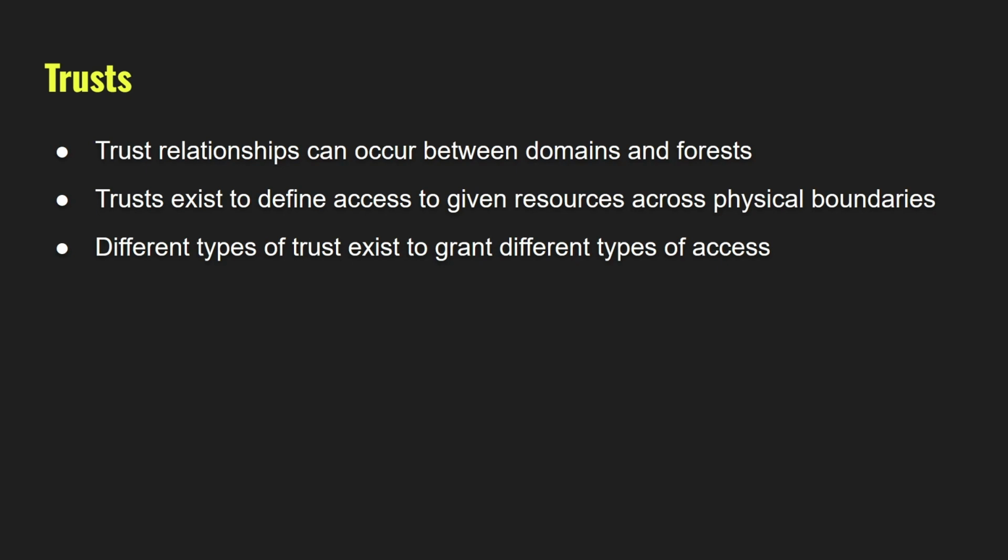Trusts exist to define access to given resources across physical boundaries. Obviously our domains and our forests are the physical boundaries, and these trusts enable us to access resources in each, or maybe one of them, depending on the access type you want to give. Different types of trust exist to grant different types of access, which we're going to go over now.